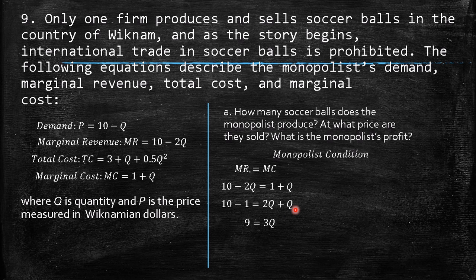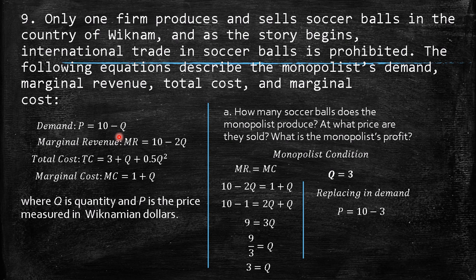So we have 9 is equal to 3Q, and then I just divide by 3, Q is equal to 9/3, and then we have Q is equal to 3. This is the monopolist quantity that maximizes the profits. Then we should replace that 3 in the demand, which is P equal to 10 minus Q. Then it should be P equal to 10 minus 3, and then the price of monopoly should be equal to 7.